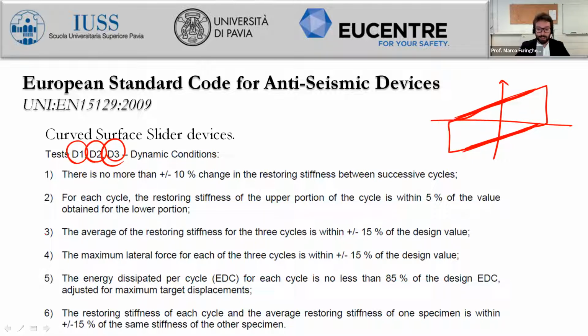And then the average restoring stiffness of the 3 cycles, because these are 3 cycle tests, should be within plus or minus 15% of the design values. The same for the lateral force. And the energy dissipated per cycle, the EDC, as defined within this standard code, should not be less than 85% of the design EDC.